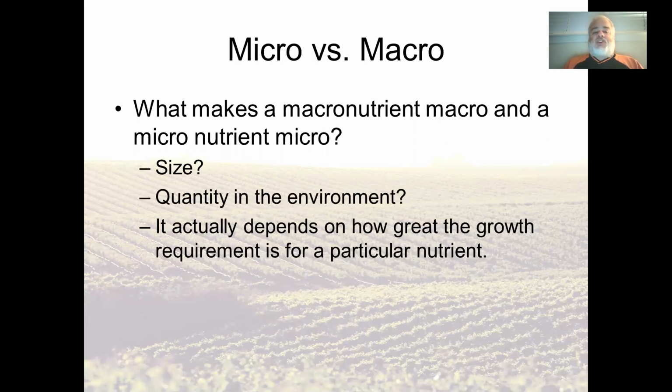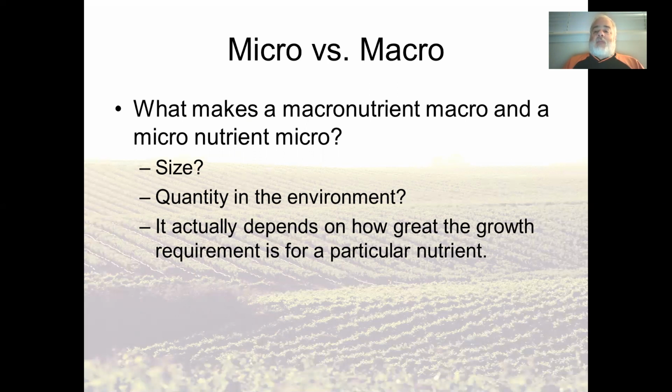It has nothing to do with size. It has nothing to do with how much is in the environment, although there is a correlation. The micros tend to be in the environment in small quantities, but what it really is about is how much the plant needs to grow. So some things like iron, it's a micronutrient, but there's massive amounts of iron in some soils, way more than plants need. So it's not about how much is there, it's about how much the plant needs.